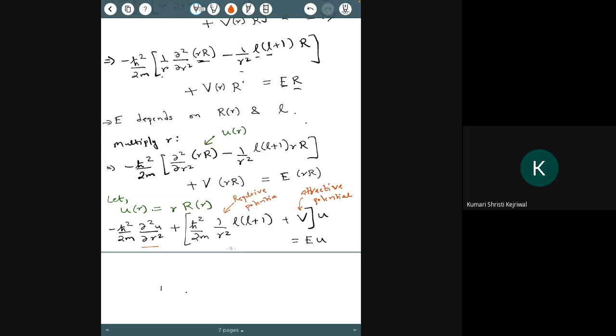It is related to the fact that the closer the electron comes to the nucleus, the faster it needs to revolve around the nucleus for stability. So it is related to that. But the fact that this is a repulsive potential, you can see: L is positive and there's R squared. So this is repulsive. And V has the form minus Z E by R, so that's an attractive potential.